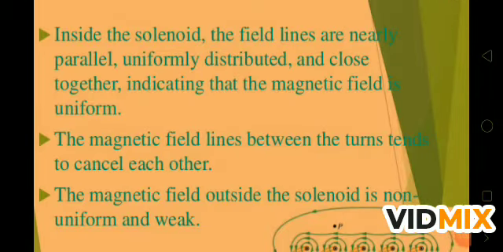Inside the solenoid the field lines are parallel, uniformly distributed and close together, indicating that the magnetic field is uniform. It is very important here. The field lines inside the solenoid are parallel. Parallel means they are uniform and close, and this shows that the field is uniform.